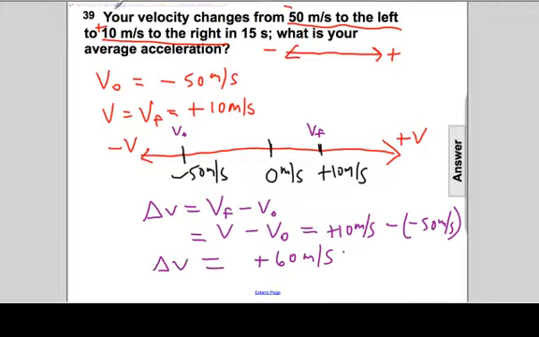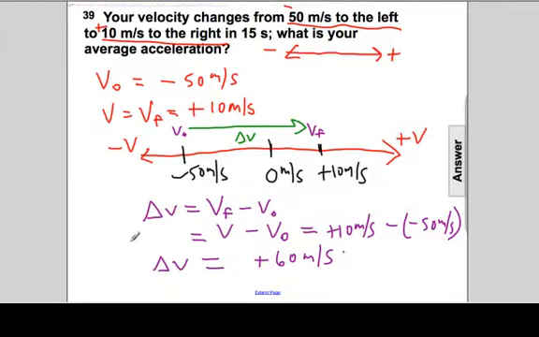Very unusual. Now let's discuss this back on the number line. We start off with a speed here, and we end up with a speed over there. So the delta V is in the positive direction. So we end up with a positive delta V.